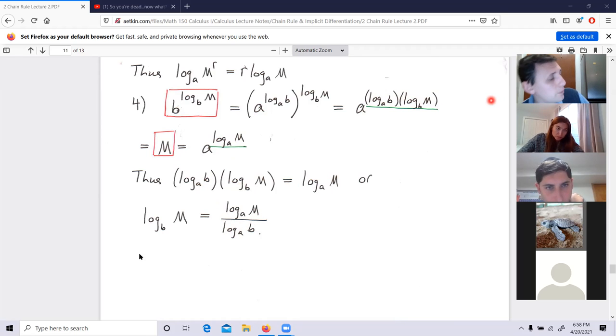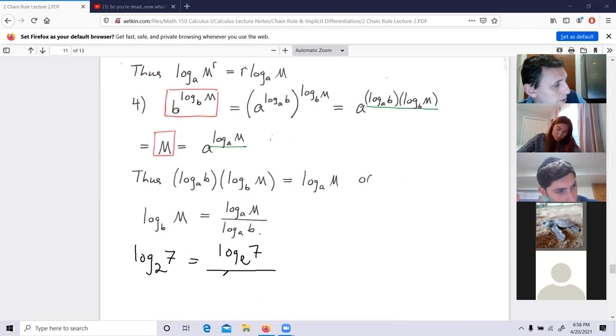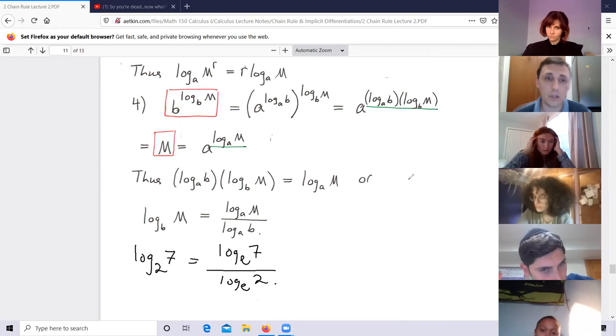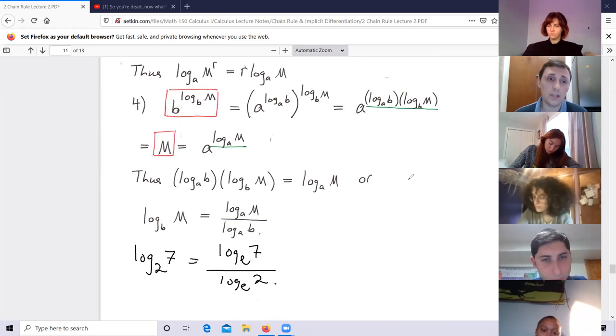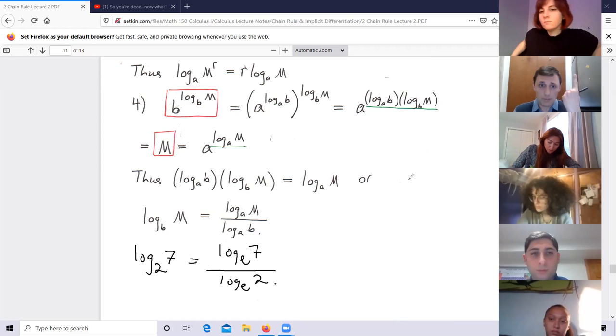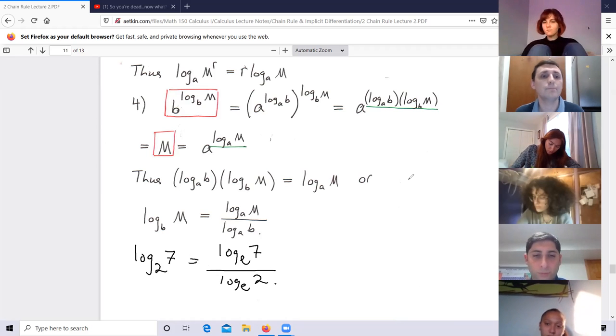So for example, if I want to calculate log base 2 of 7, because I know log base E, I can calculate it as log base E of 7 divided by log base E of 2. So I can carry out conversion. I can describe every other logarithm in terms of the logarithm of E, which I know exists. Do you understand? So that allows me to quickly describe every other logarithm because in essence, there is only one. Amazing, right?